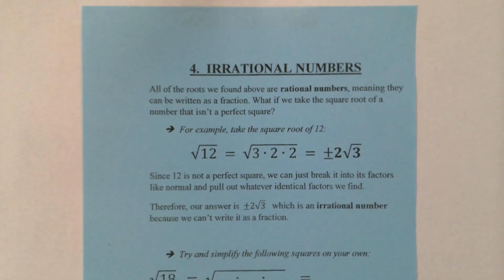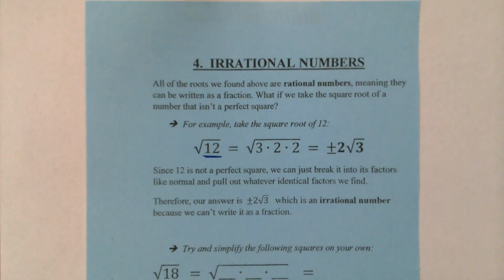On Thursday, we're going to talk more about what rational numbers are, what irrational numbers are, real numbers, all that stuff. But for today, we're just going to worry about what if a number is not a perfect square? What if we have a number like 12? 12 is not a perfect square. 9 is a perfect square.